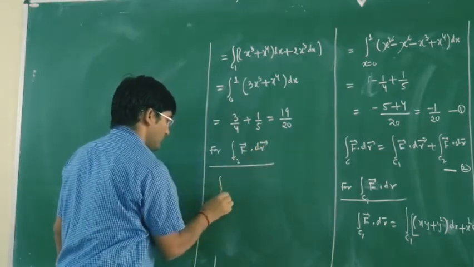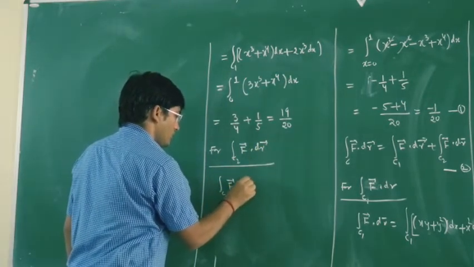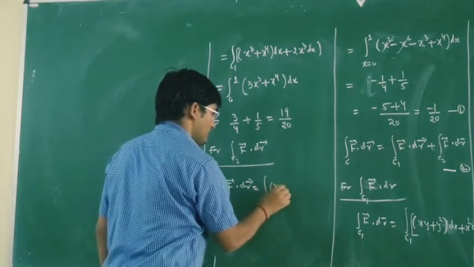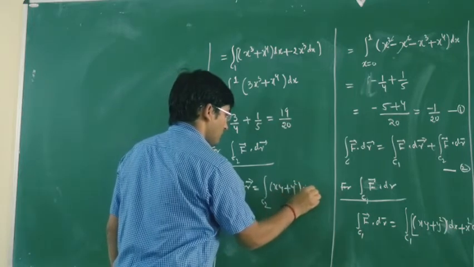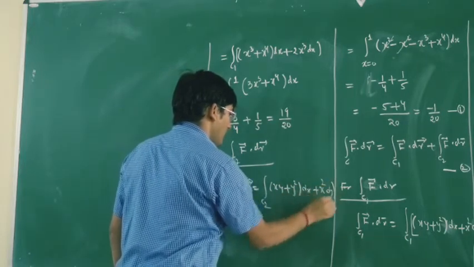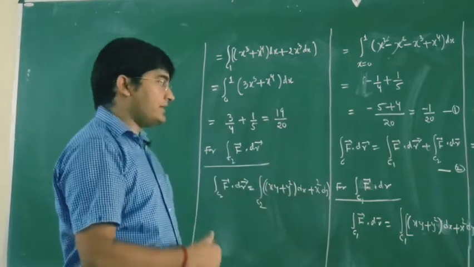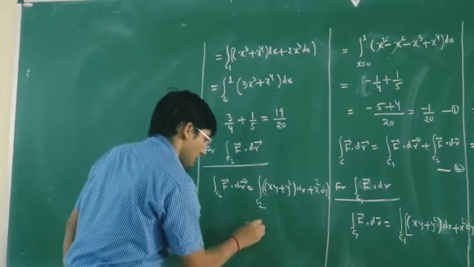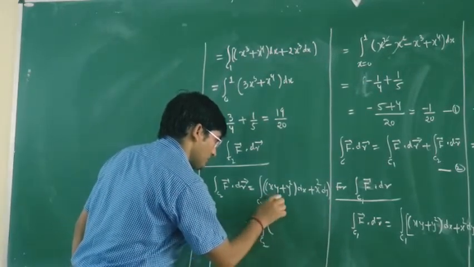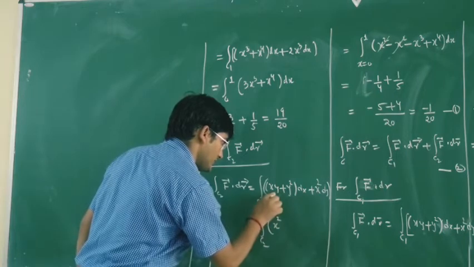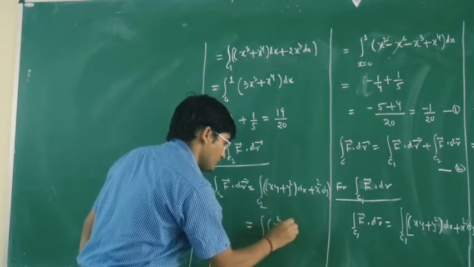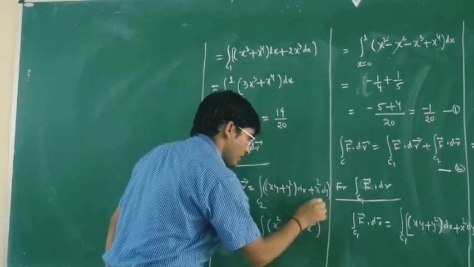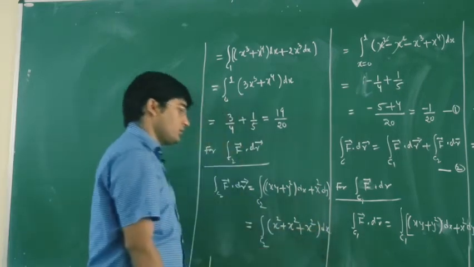the value of this integral over C2 of F dot dr will be equal to the line integral along C2. Then we will have (xy plus y square) dx plus x square dy. Now for this C2, your y is equal to x, so your dy will be dx. Your dy is equal to dx and your y is equal to x, so this will be x square. Your y is x, so this is again x square. Again we have x square, your dy is dx, so this dx will come outside.